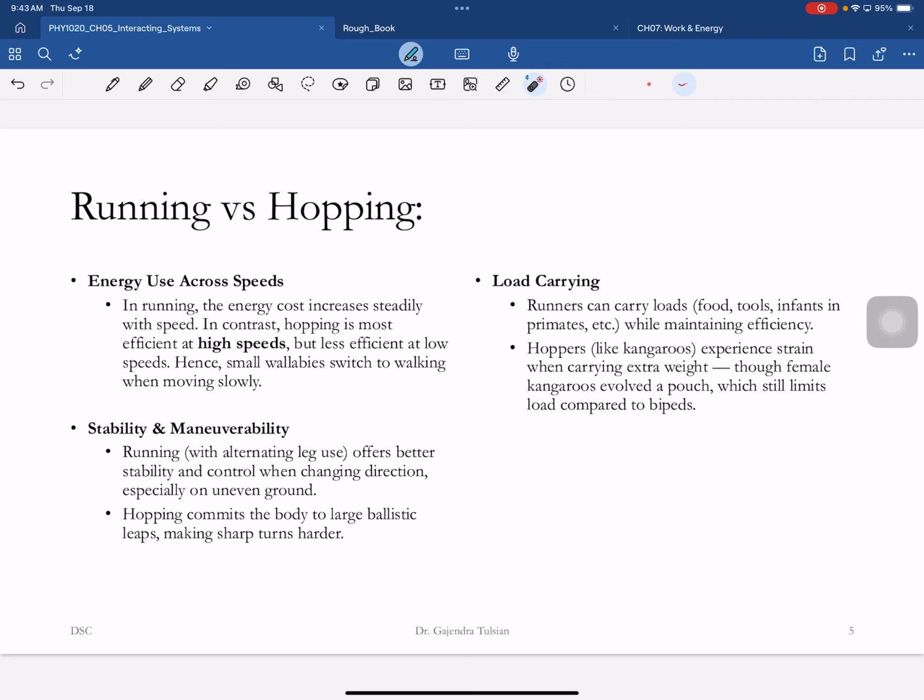All right. So wallabies switch to walking when moving slowly. So you do adapt to the most efficient lifestyle. Biological systems won't waste energy unless they have to. When do you have to waste energy? When that lion is chasing you, or if somebody is stealing your donut.